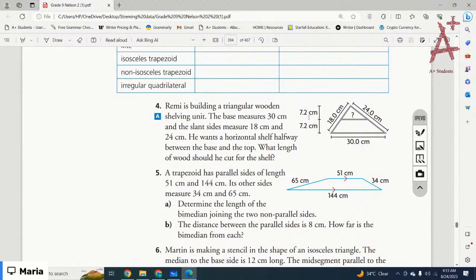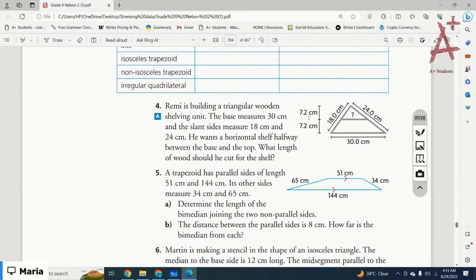Okay, let's just start with question number 5. A trapezoid has parallel sides of length 51 and 144 centimeters. Its other sides measure 34 and 65 centimeters. Determine the length of the bimedian joining the two non-parallel sides. The distance between the parallel sides is 8 centimeters. How far is the bimedian from each side?